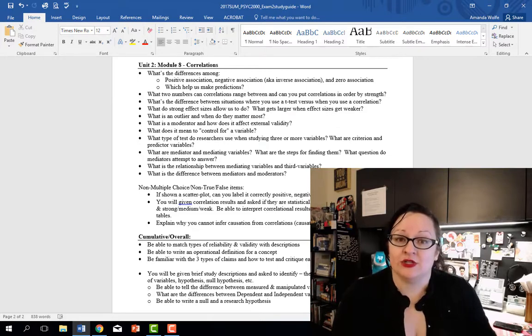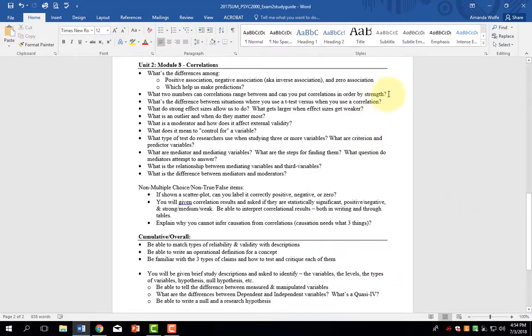The same thing's true with correlations. If you have a positive correlation, you can make predictions. If you have a negative correlation, you can make predictions. But if there's no correlation, you can't make predictions. I find that students tend to struggle with the difference between the sign and the strength of a correlation. But from the third item on the study guide, what's the difference between a t-test and a correlation, down to mediators and moderators, students tend to do very well on those items, again, because those are multiple choice items. So in a second, we'll talk about this part about type of correlation and strength.